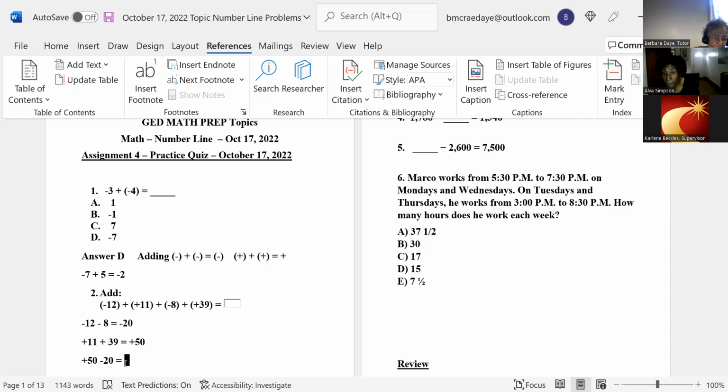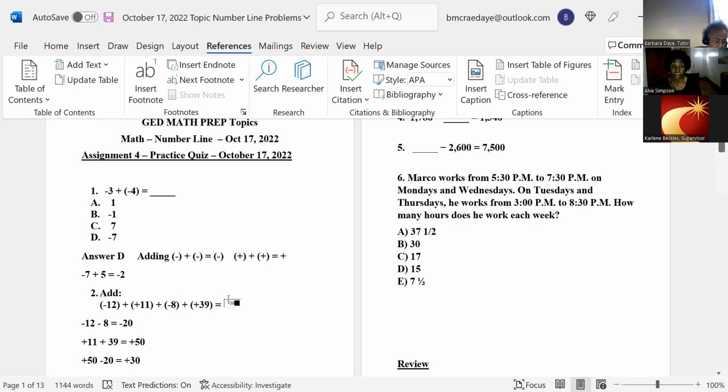20 from 50? 30. Yes, 30. So plus or minus, Alva? Plus. That's it, that's your answer. Yes, plus 30. So that's what you put in the box here. Plus 30. Okay.